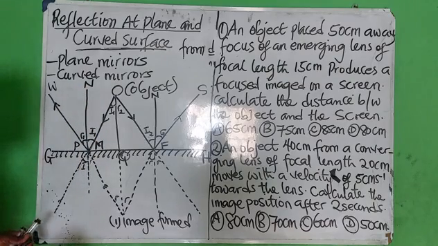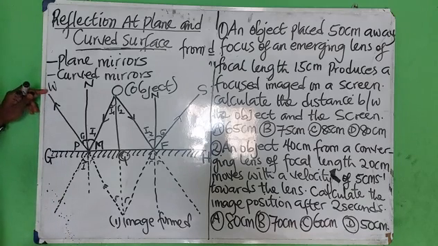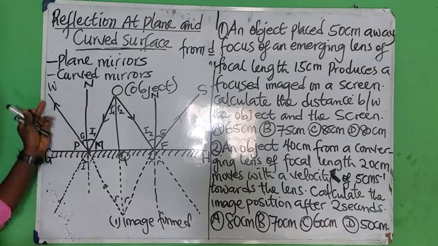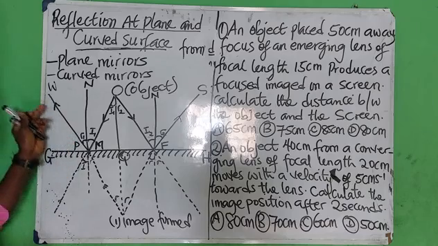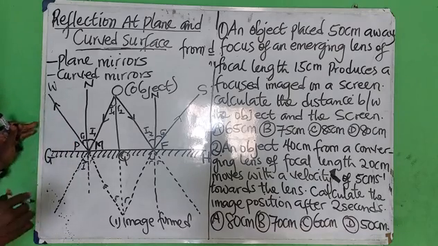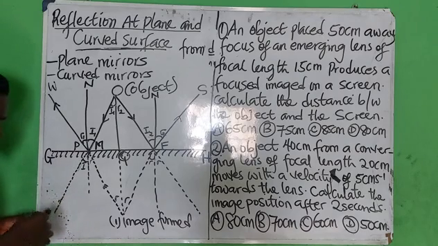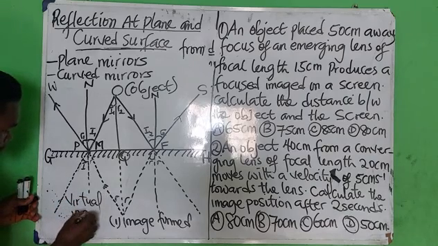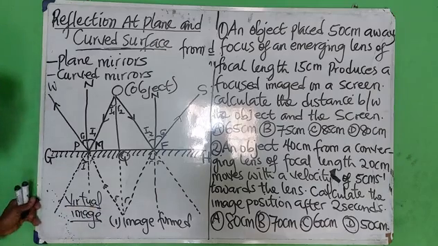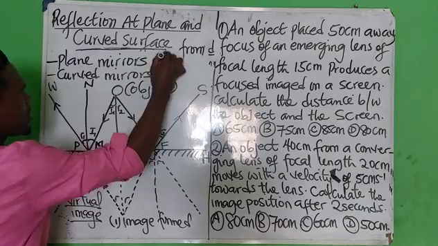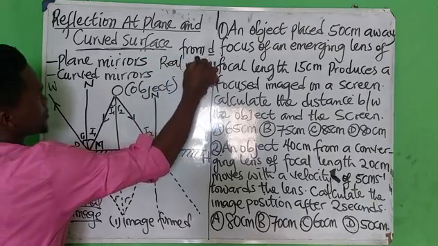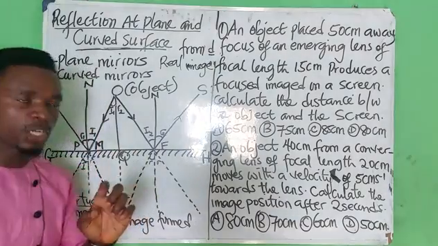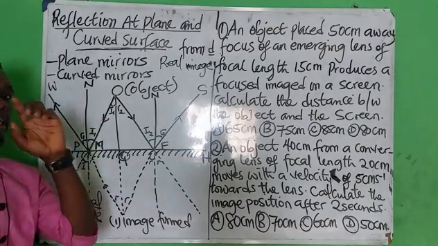Now somebody standing at the front of this reflected ray would think it is coming from behind. So the image that is formed from behind is called a virtual image. And we have virtual image and we have real image. Real image is formed by a spherical mirror.